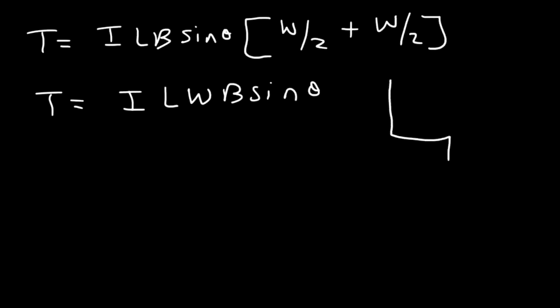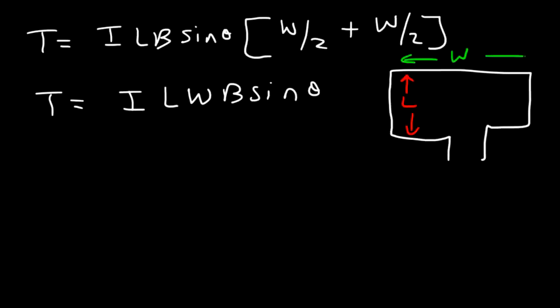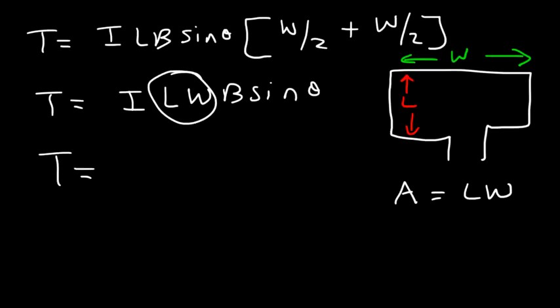Now for the rectangular loop that we have, which has a length L and a width W, the area of the loop is basically the length times the width. So A is L times W. So let's replace LW with A. So the torque of a single loop is the current multiplied by the area times the strength of the magnetic field times sine of theta.